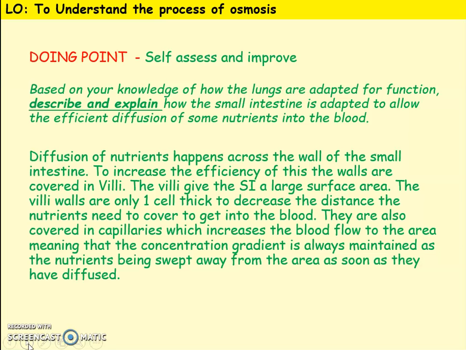So diffusion of nutrients happens across the wall of the small intestine. To increase the efficiency of this, the walls are covered in villi. The villi give the small intestine a large surface area. The villi walls are only 1 cell thick to decrease the distance the nutrients need to cover to get into the blood. They're also covered in capillaries, which increases blood flow to the area, meaning that the concentration gradient is always maintained as the nutrients are being swept away from the area as soon as they've diffused.